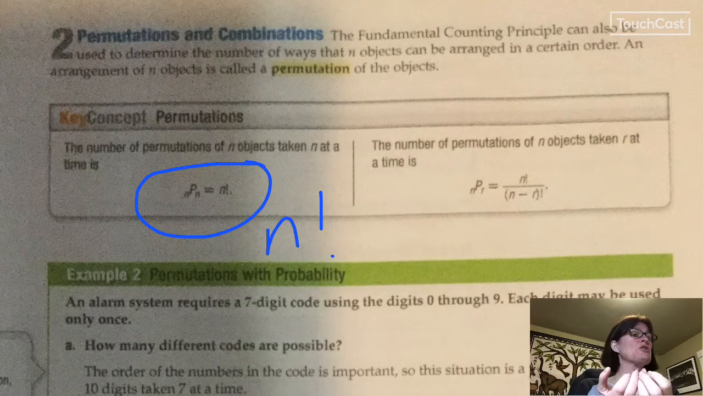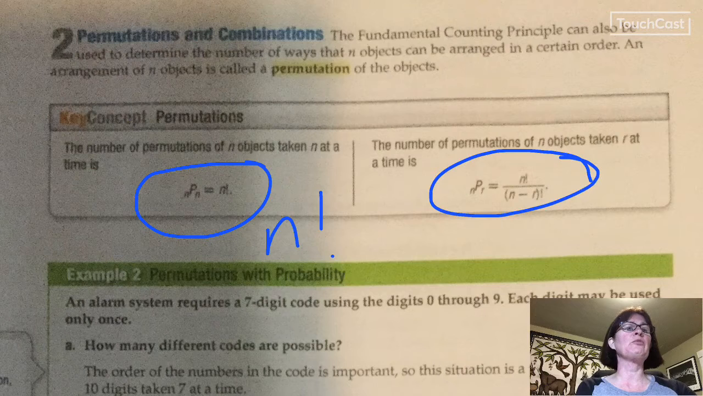If you have n things to choose from and you're only going to arrange r of them, we said that there are n permute r ways. That's n factorial divided by n minus r factorial.